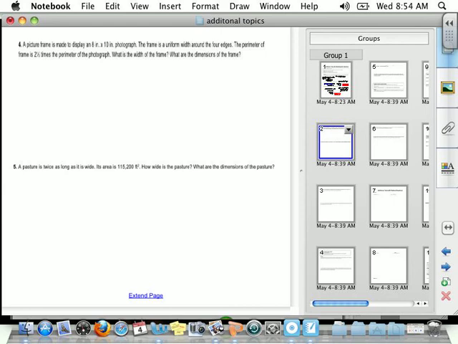Okay, so what we have going on is an 8 by 10 photo. So 8 inches along the top, 10 along the side. The frame is uniform width around the 4 edges. So what does uniform width mean? Have you guys heard that before? Yeah, it's all the same width around.